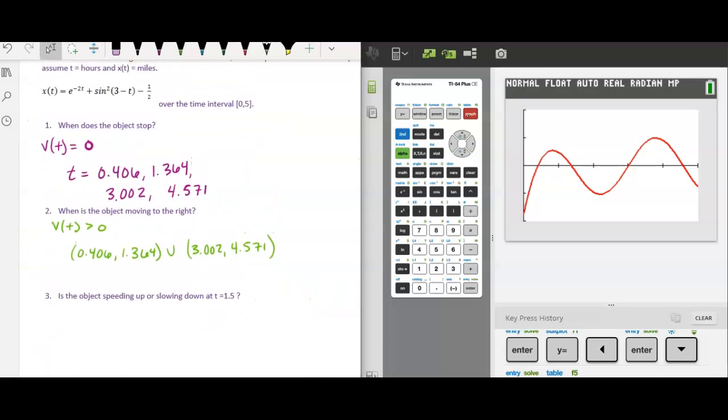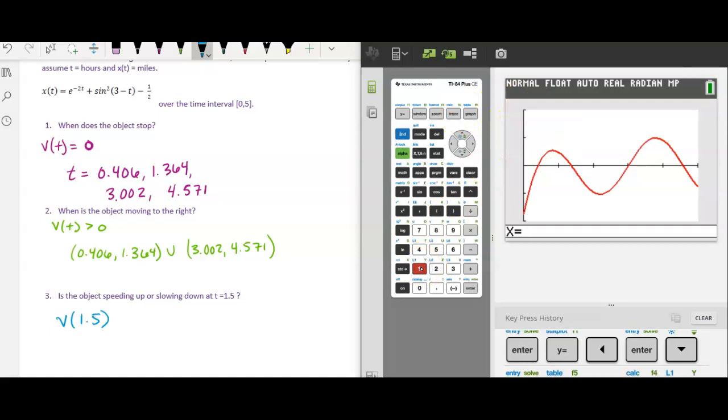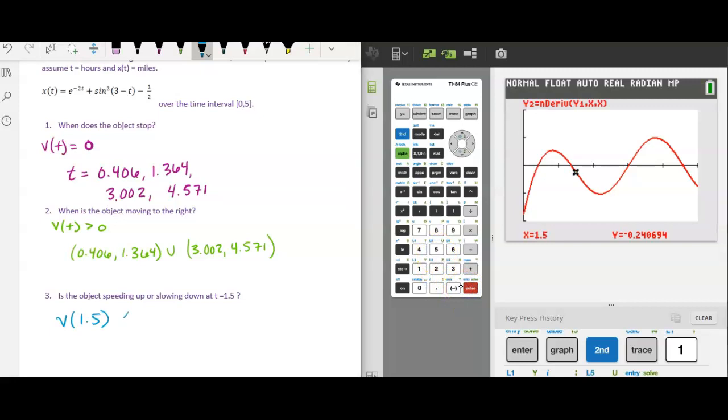Is the object speeding up or slowing down at time t equals 1.5? Well, we need to find the velocity at 1.5 and the acceleration at 1.5. So the velocity at 1.5 is just the y value. So if I go to second trace number 1, this will calculate a y value, and I can type in the desired x value. I can see that the y value is negative, so it's less than 0.